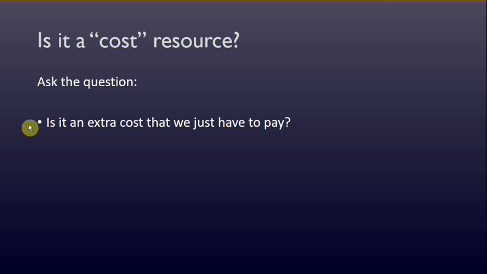And questions to ask to think about whether something is a cost resource or not. You can ask the question, is it an extra cost that we just have to pay? Just one of those cost of doing business kind of things. In that case, it is a cost resource. You can also go through the process of thinking, is it a work resource? No. Is it a material resource? No. Then it might be a cost resource.